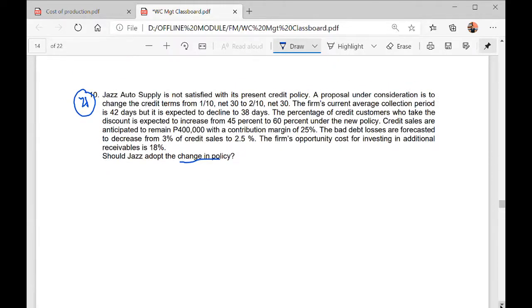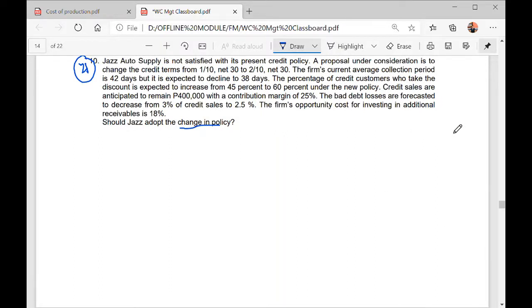So, here's the problem. Jazz is not satisfied with its credit policy. The proposal is to change the credit terms from 1/10 to 2/10. What does 1/10 mean? You get a 1% discount if you pay within 10 days. So, what they did is make it 2% for 10 days. The firm's average collection period is 42 days, but it is expected to decline to 38 days. So, because of this change in its policy, its average collection period will be shortened.